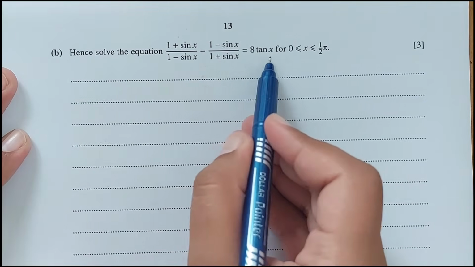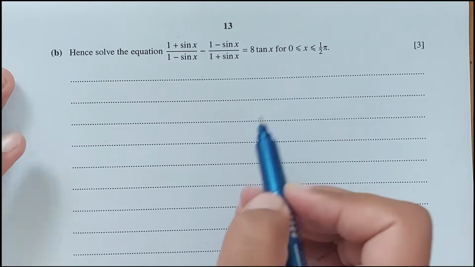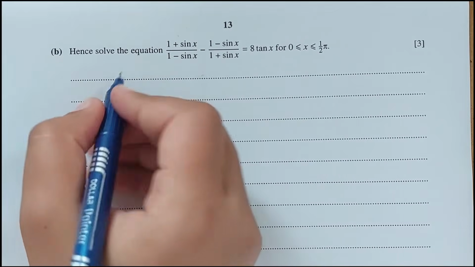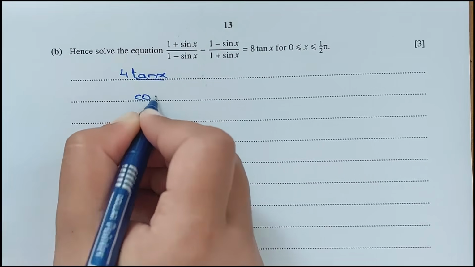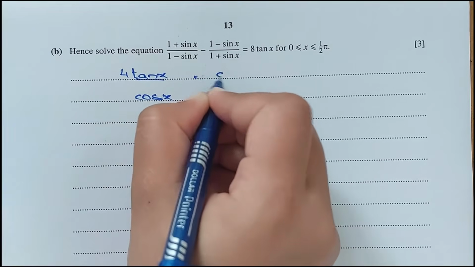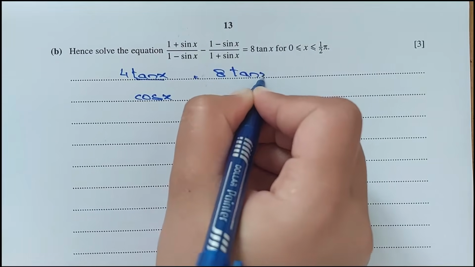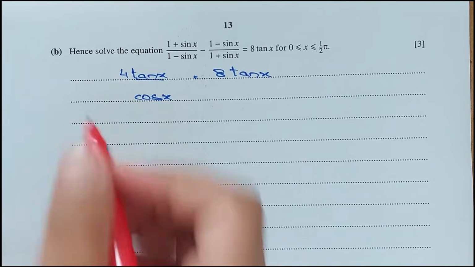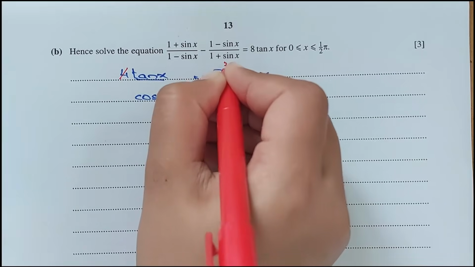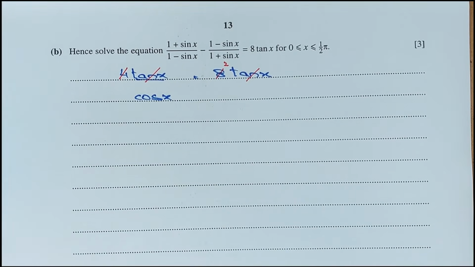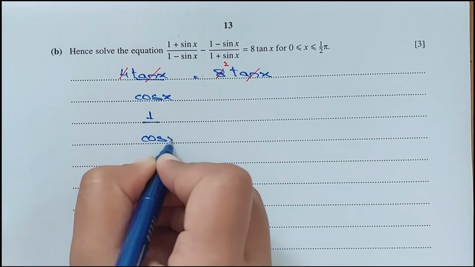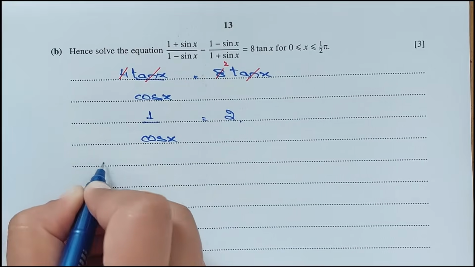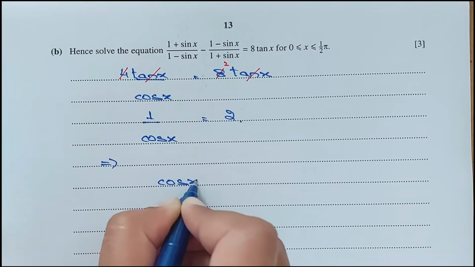Now for part B, hence solve the equation. This would be equal to 8 tan x, for x lies between 0 to pi by 2. So this whole thing equals 4 tan x over cos x, we know that from part A. So we can say that 4 times 2 is 8 and tan is cancelled with tan. So 1 over cos x is equal to 2, or we can say that cos x is equal to 1 by 2.